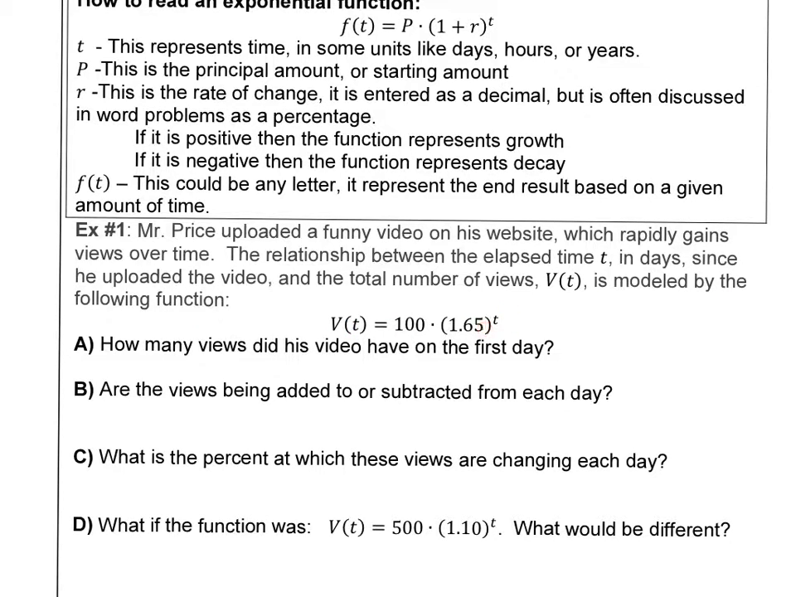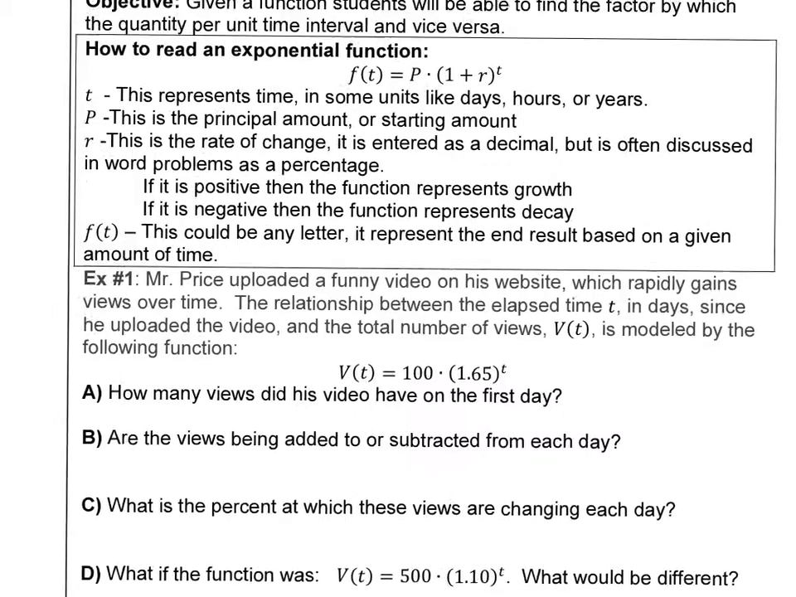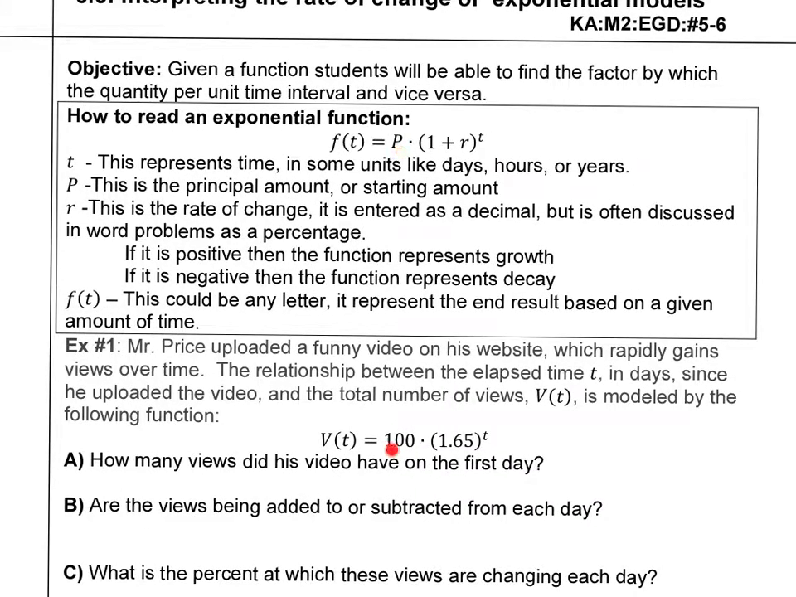So here we have this function. And we have 100. And remember that 100 is right there at the beginning. It's where the p is. It's the principal amount or the starting amount. That's important. And this says 1.65, so that means that 1 plus our r here is actually 0.65. So how many views does this video have on the first day? Well, that's just this number right here. It's the number that we started with. So that should be easy. That's just 100 views. Remember, because that number out in front is our principal amount or starting amount. So that's how much we had on the first day.